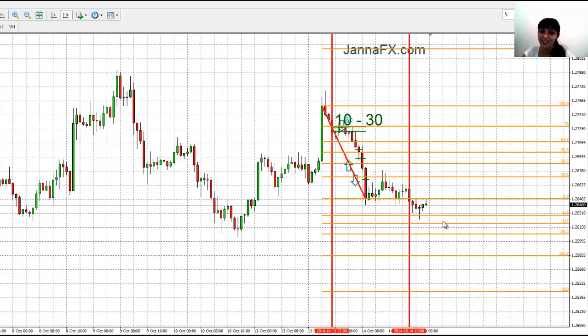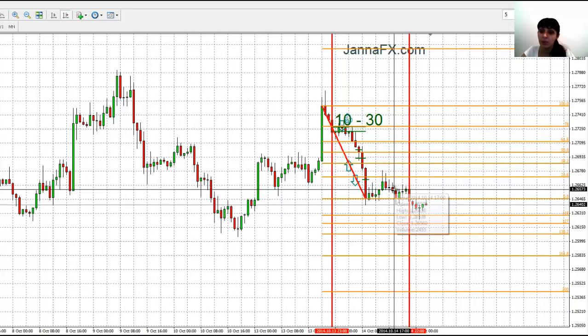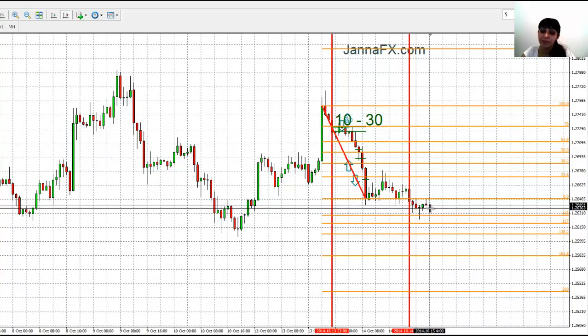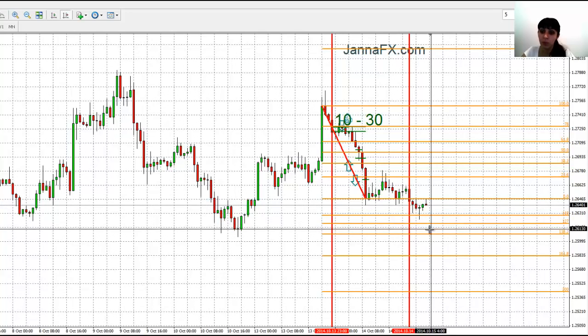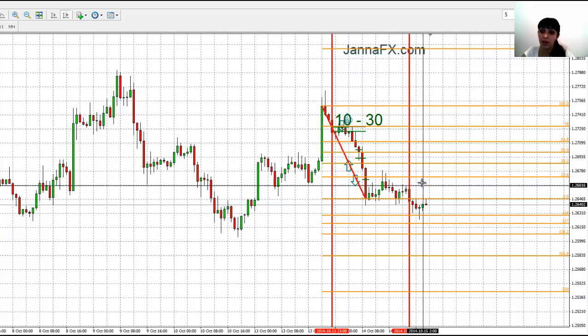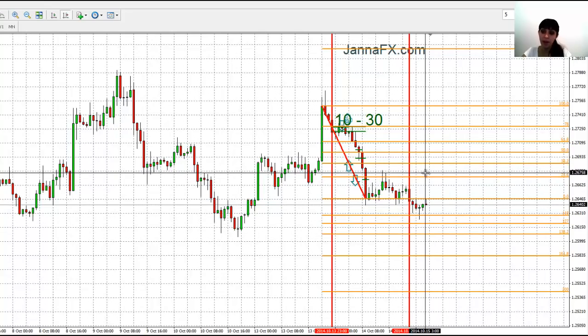We'll see what's going to happen, but at this point I would say I will be going for my usual 10 pips profit, trying to take 10 pips down and 10 pips up.